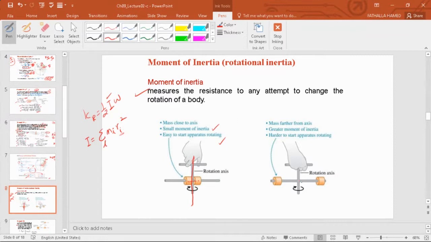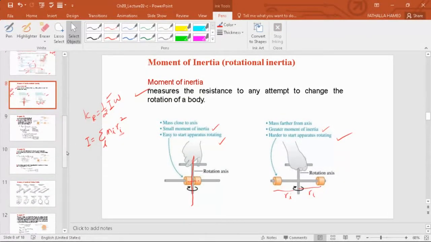But what happens if you take these masses and put them further away? So this is r_i here, and this is another r_i, and you're squaring them. That will result in a greater moment of inertia. A greater moment of inertia means it will give you greater energy, and that's why you find it harder to rotate. That's why we say moment of inertia measures the resistance to any attempt to change the rotation of a body. The bigger the moment of inertia, the harder it is. Is this clear?